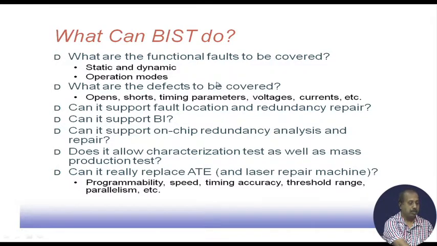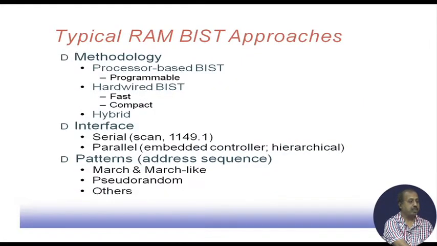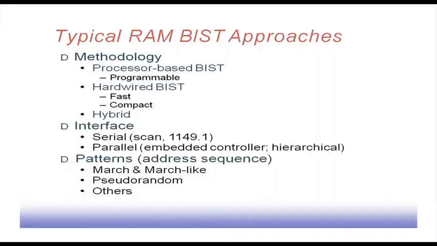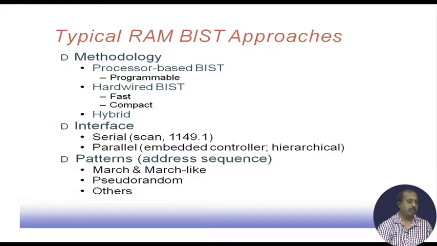So, when I am talking about a BIST, these are the questions to be answered, like which type of features will the BIST provide. Typical RAM BIST approaches are like this. There can be two or three different methodologies. One is processor based BIST, which is programmable. There will be an underlying processor integrated with the memory, and it will be generating the pattern. Since it is a processor, you can program it to generate different types of patterns. That way it is good, because you can cover a number of different fault models.